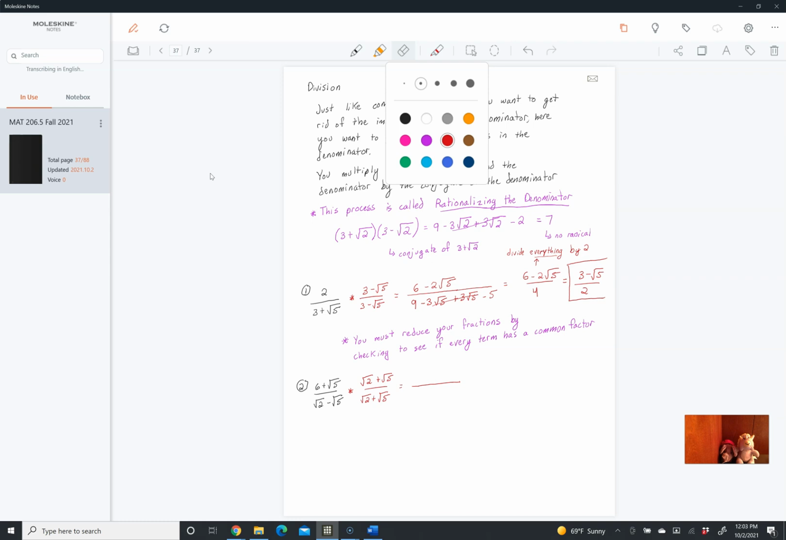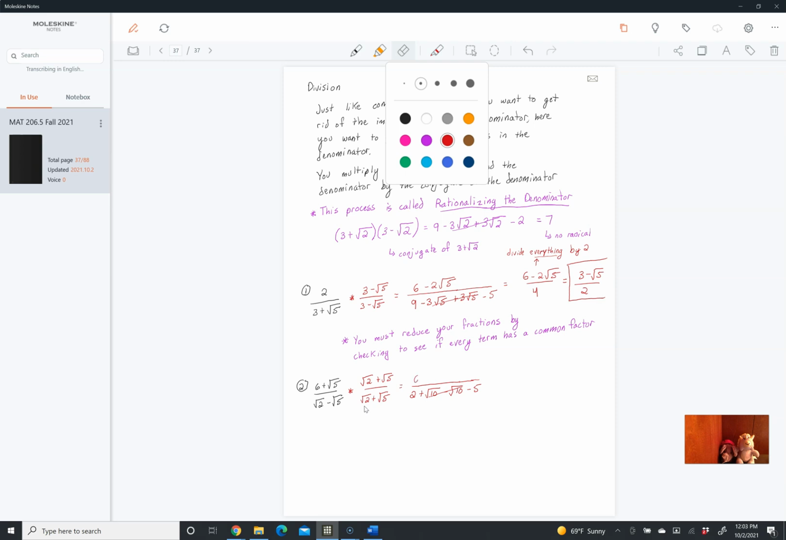So square root of 2 times square root of 2 is 2. Then we have square root of 2 times square root of 5, which is square root of 10. Then we have negative square root of 5 times square root of 2, or negative square root of 10. And then minus square root of 5 times square root of 5, or minus 5. The square roots of 10 do cancel, so we know that we did something right. Okay, now we can go to the top.